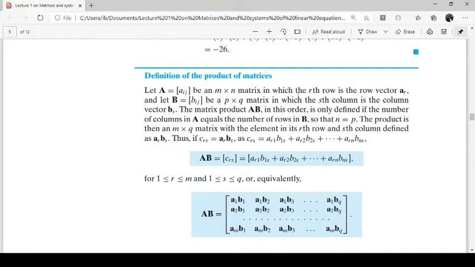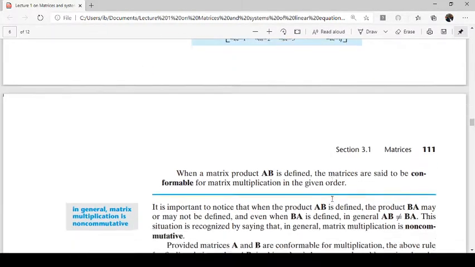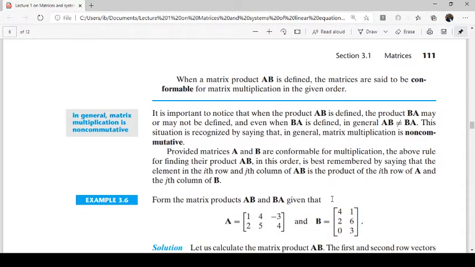So look at this one: an m times n matrix and a p times q matrix. We can see here that n is equal to p. So once the product AB is defined, the matrices are said to be conformable for matrix multiplication.